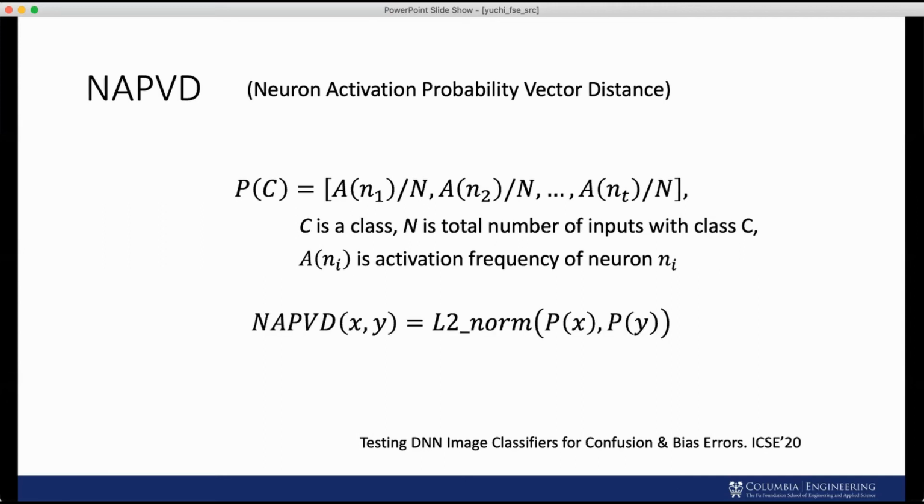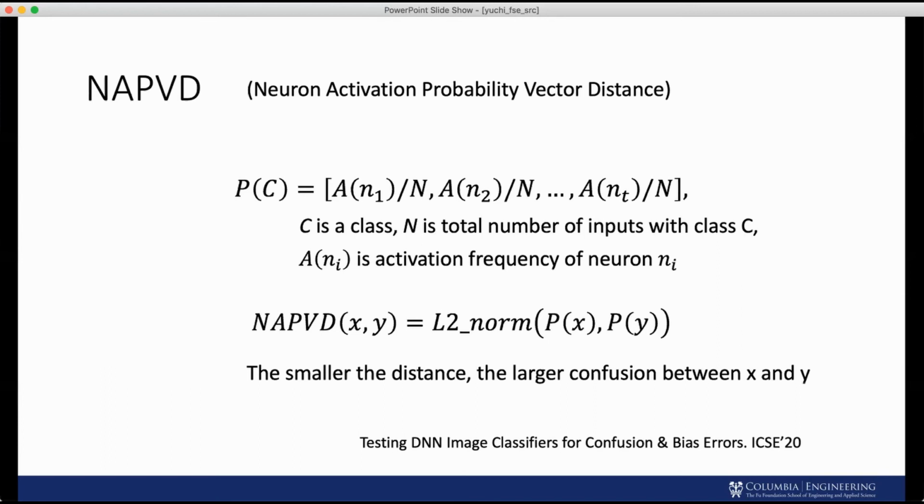We also use the cosine distance between Px and Py to indicate how confused a model is between X and Y. The intuition is that if two classes always activate the same set of neurons, then the model cannot distinguish between them. If the distance is small, the model will be very confused between the two classes. However, this distance metric is not differentiable, so we cannot use it in a loss function to repair.